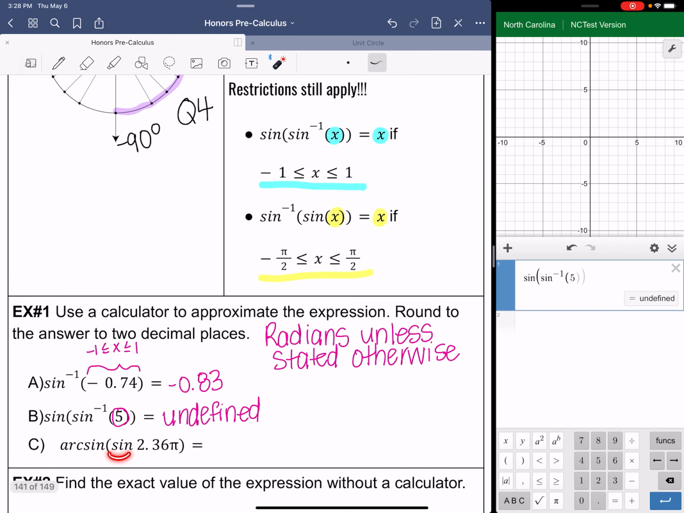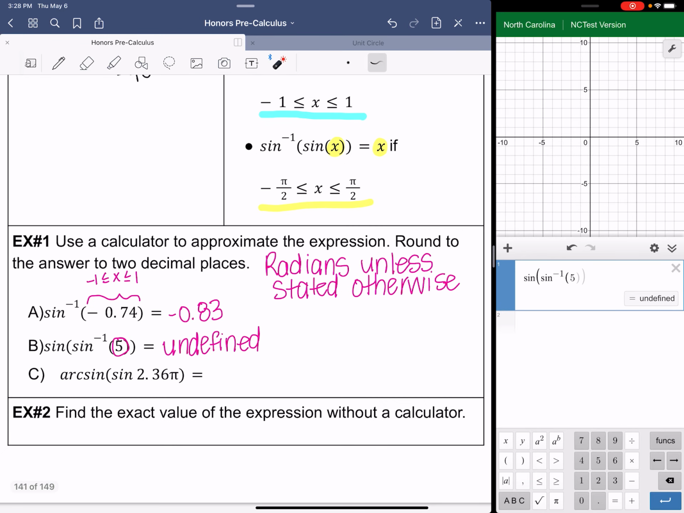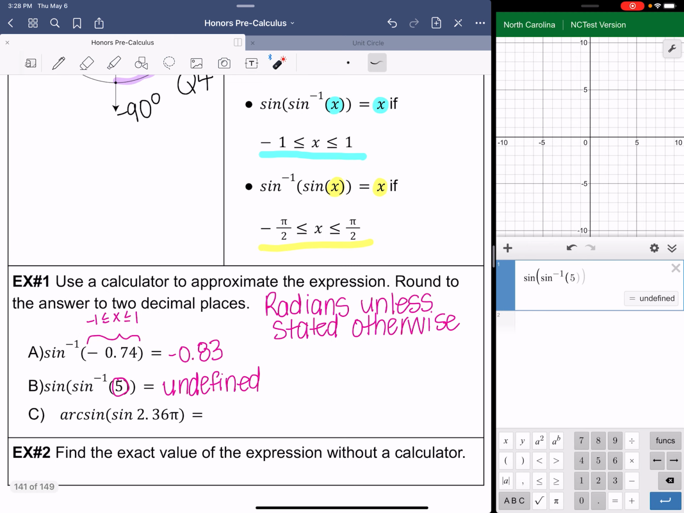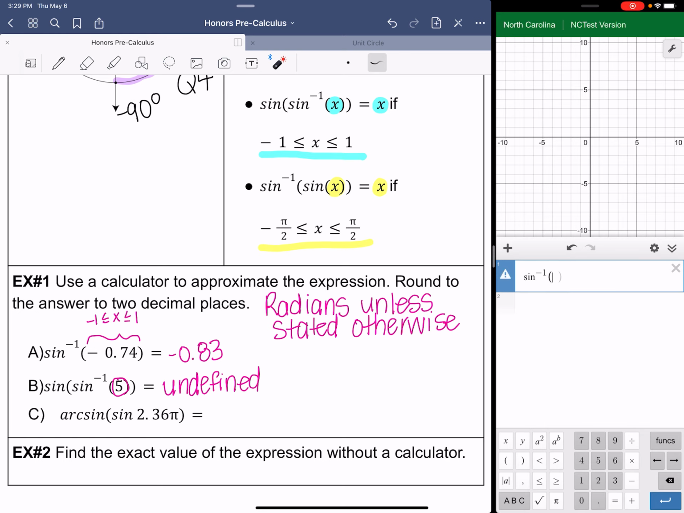Because you're finding the sine value. So you're actually looking at the original domain, which is now the range of the inverse. So if this value doesn't fall between there, which it doesn't, then it's not going to equal x. It's going to equal another value. So I can plug that right into Desmos. Sine inverse of sine of 2.36 pi. And I get 1.31.